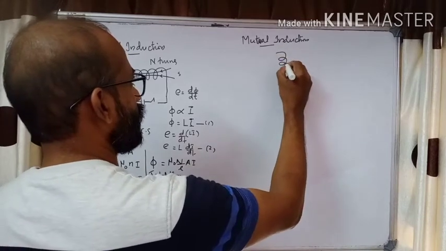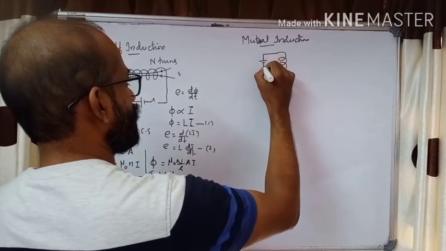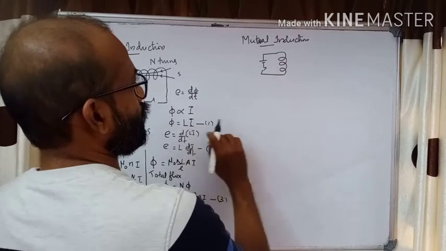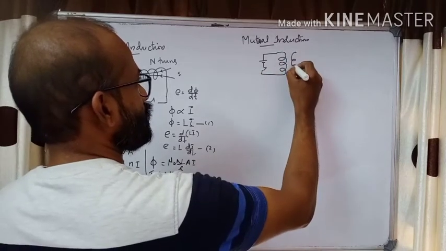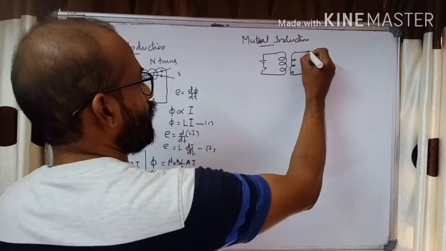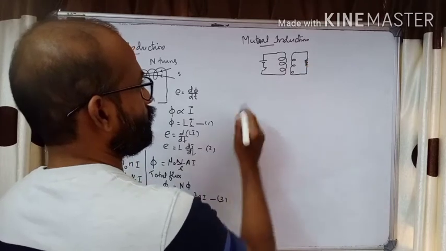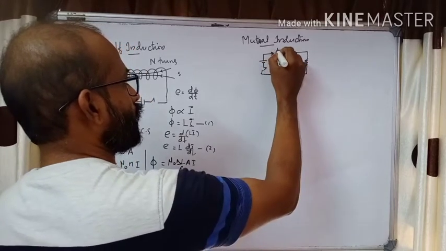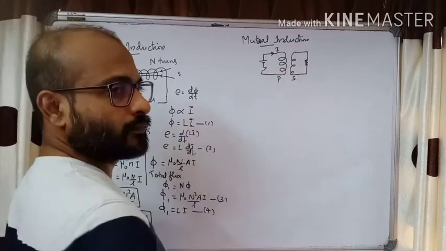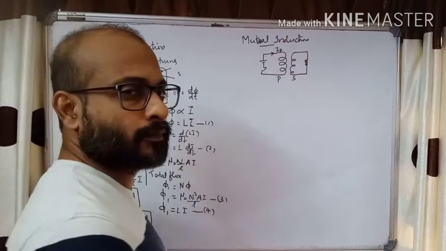We have one solenoid, which I can call the primary. I have a cell and a switch connected like this. Now I have another coil, called the secondary, very close to it. This is connected to a load, a device. Let I be the current flowing. This is called the primary and this is called the secondary. I can say IP is the current through the primary.